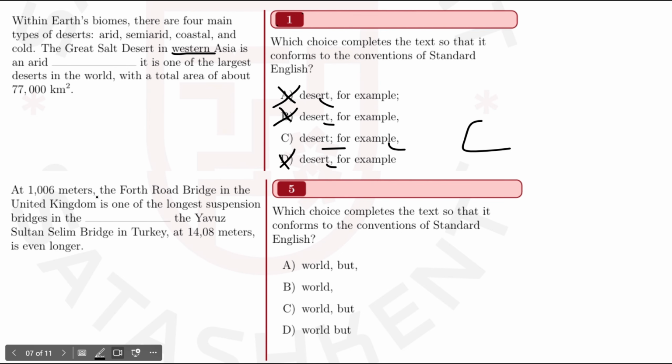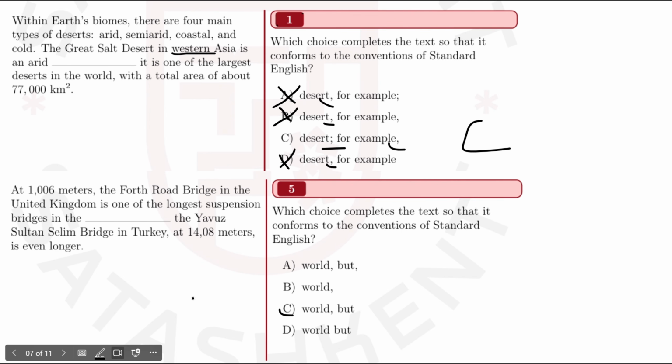Okay, next question. At 1,006 meters, the Fourth Road Bridge in the United Kingdom is one of the longest suspension bridges in the world, but the Yavuz Sultan Selim Bridge in Turkey is even longer. The correct answer here is C.